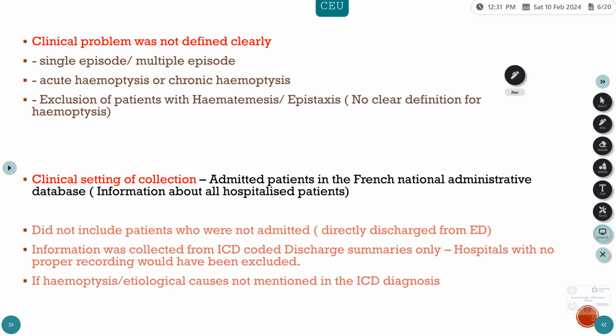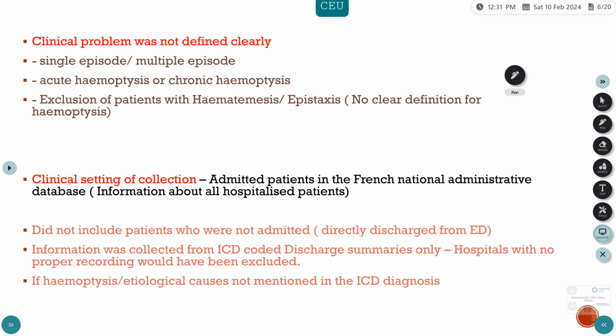However, whether the patient had a single episode or multiple episodes of hemoptysis at presentation, they had not mentioned. Whether the patient was admitted with hemoptysis or whether a past history of hemoptysis was also taken into consideration was also not clearly defined. Also, how did they exclude patients who had presented with other causes, like epistaxis wrongly diagnosed as hemoptysis, or upper GI causes contributing to hematemesis picked up as hemoptysis, was not clear. So there was no clearly defined definition for hemoptysis in their study.